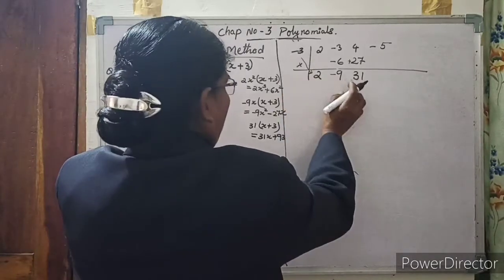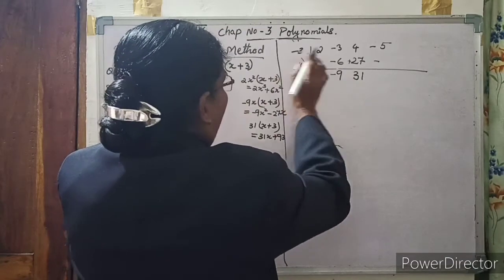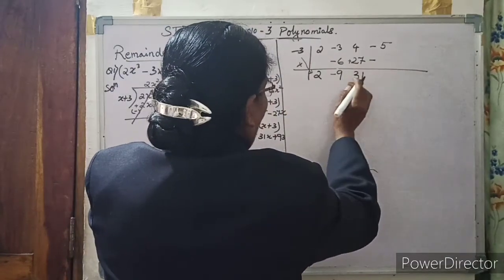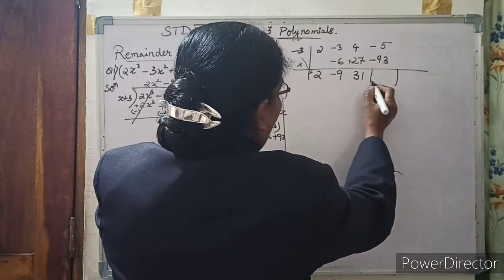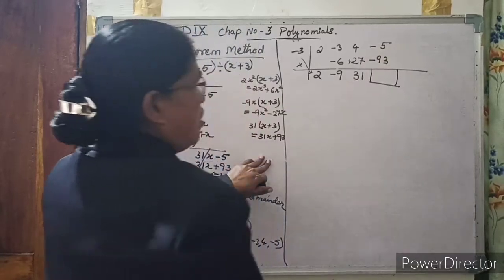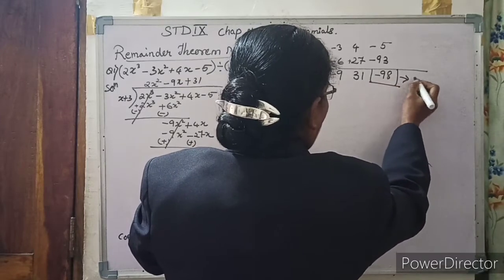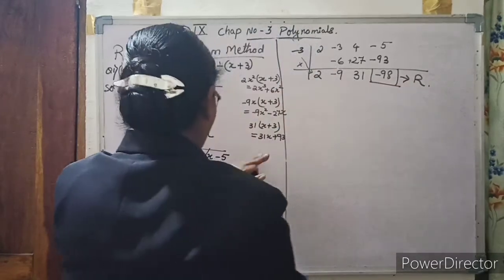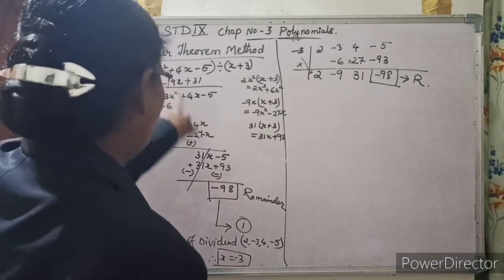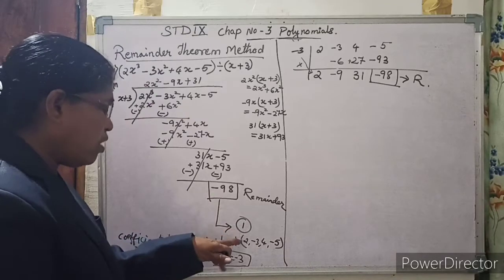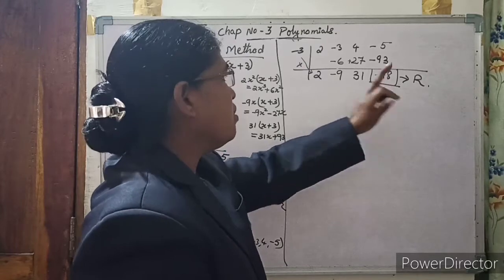Now do the cross multiplication. Minus into plus is minus, and 31 into 3 I will get as 93. Now here I will get the remainder. Both the numbers have the same sign, add and put the same sign. When we simplify it, I will get minus 98. This is the remainder. So for synthetic division I got the same thing. For simple division I got minus 98 as the remainder, and for synthetic division also I have got the same thing, that is minus 98.